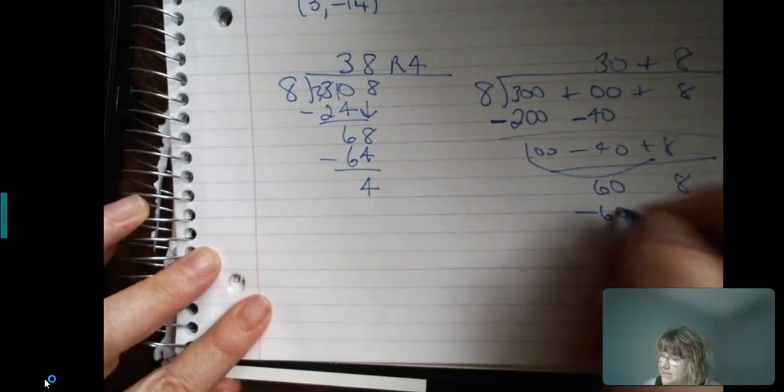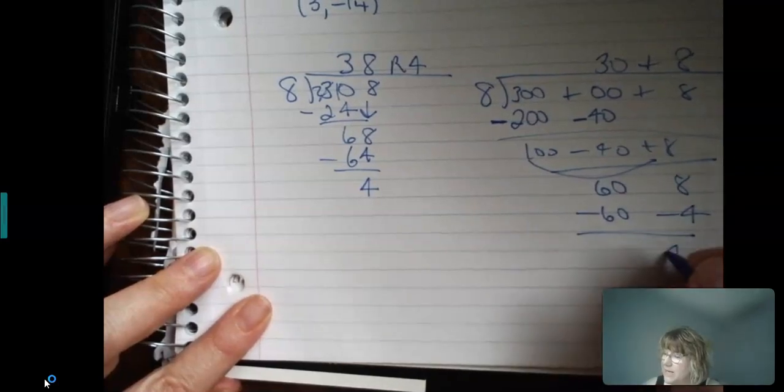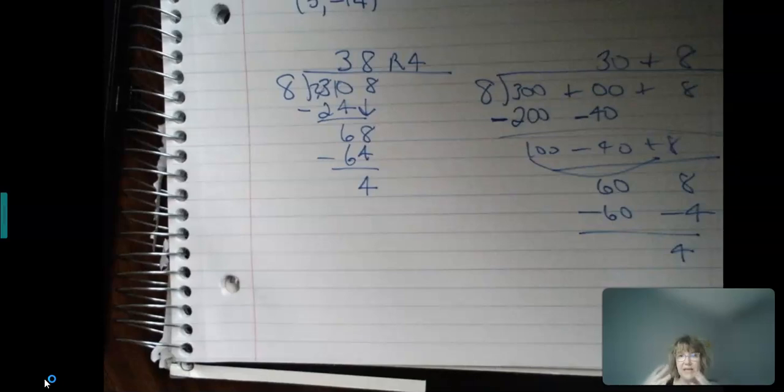I'm going to subtract the 60 and I subtract the 4 and I get my remainder of 4. That's kind of what's happening behind the scenes. Okay, so we want to view this from an algebra lens.